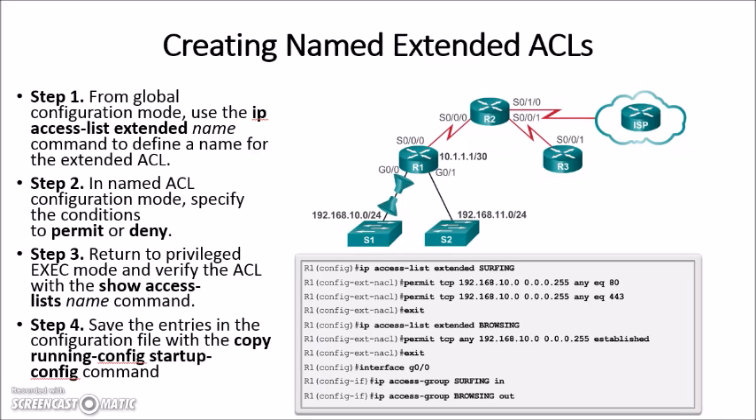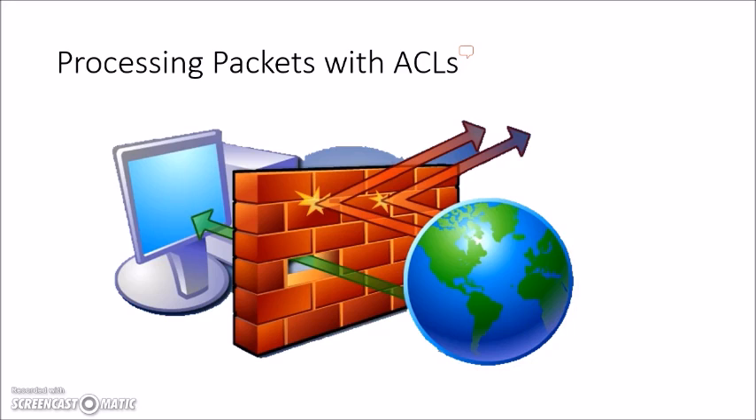This will show you all the configuration for the ACLs and the list of them. For the last step, save the entries in the configuration file with the copy running-config startup-config command that you already know, to save the configuration to the startup config.